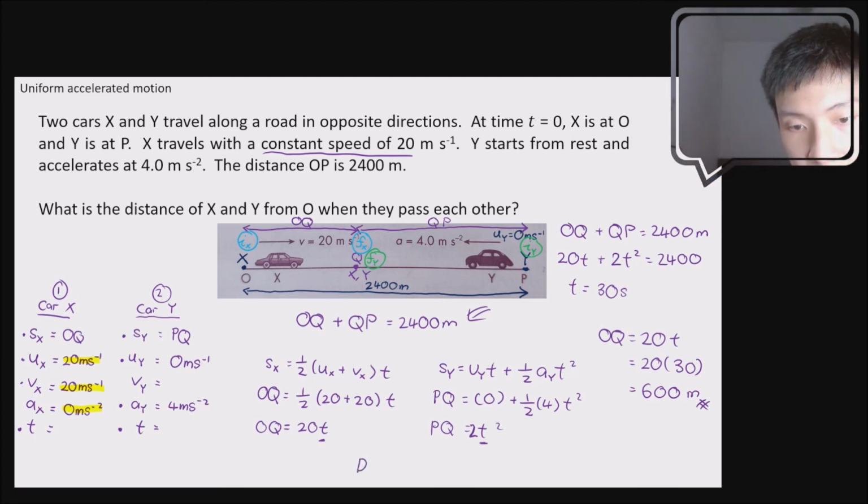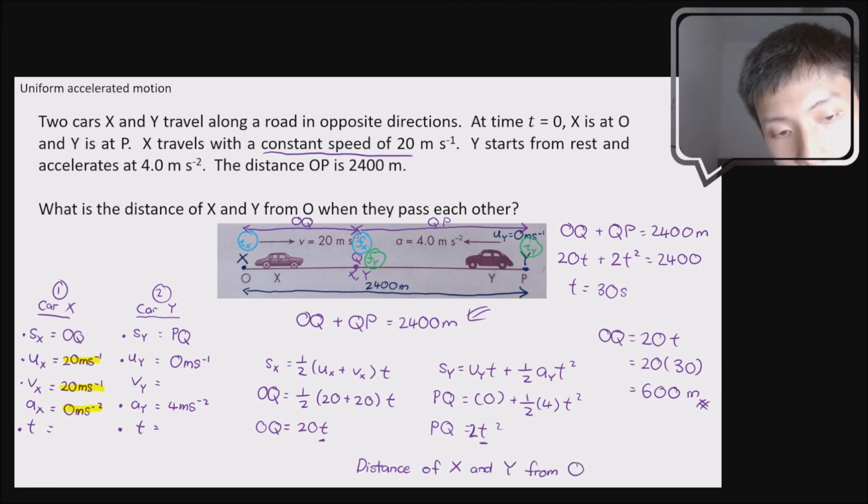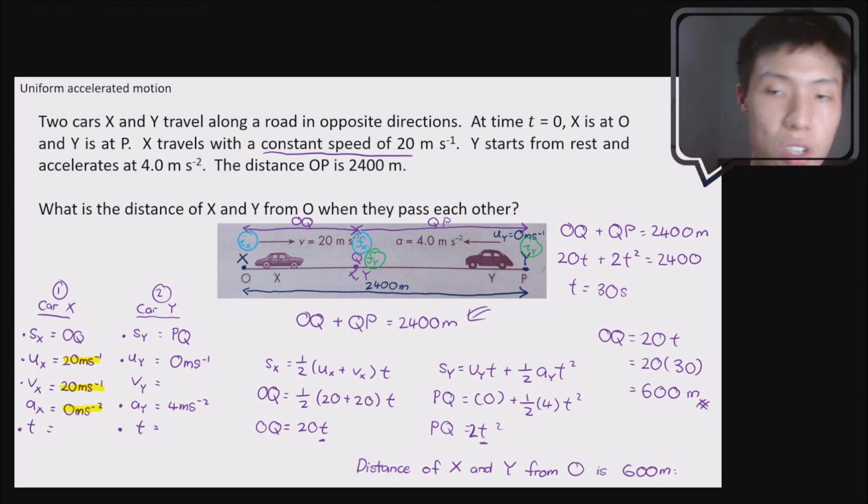You can write it down again, because we used a symbol that was not previously mentioned in the diagram, so it's better that we write it down. The distance of X and Y from O is 600 meter. And that is how you solve this question.